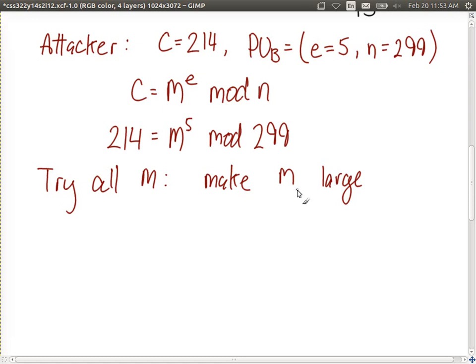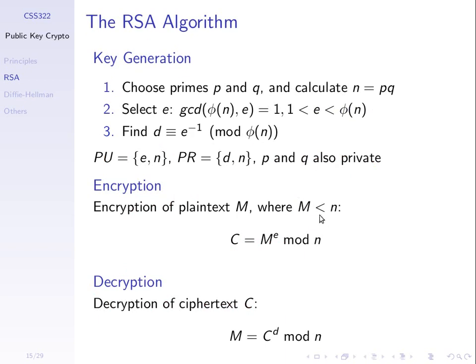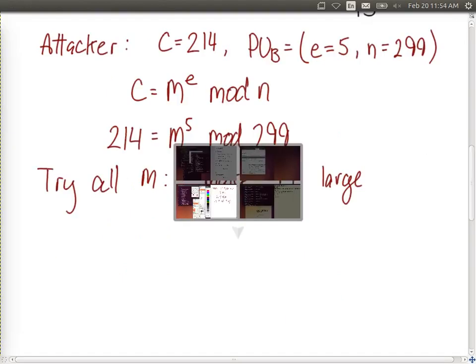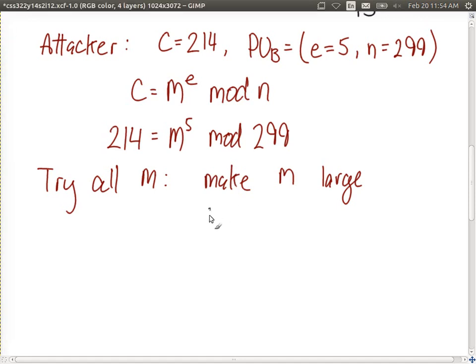Because a brute force attack requires the attacker to try all possible values of M, or at least half, or all in this case. So if M can be a very large number, then they have to try many potential values. And in fact, to make M large, in the algorithm, the condition was M should be less than N. So N must be large, because M must be less than N. So we need to choose an N which is very big. That's one security condition.